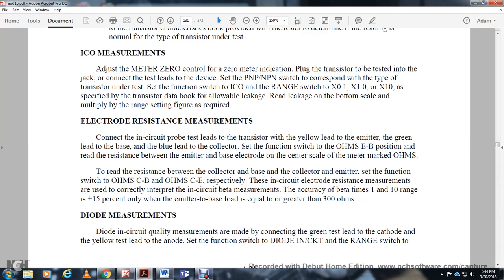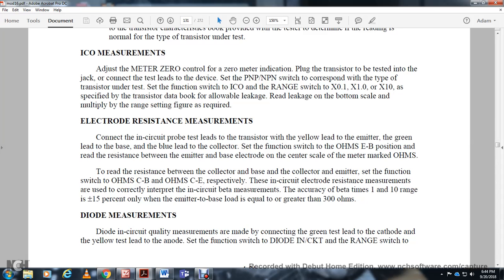Our electrical resistance measurement: connect the probe with the lead to the transistor. The yellow lead goes to the base and the green lead to the collector. Select the fixed switch to ohms, emitter base position, to read the resistance between the emitter and the base electrode. Read the center scale with the mark in ohms, and derive the resistance between the collector and the base.